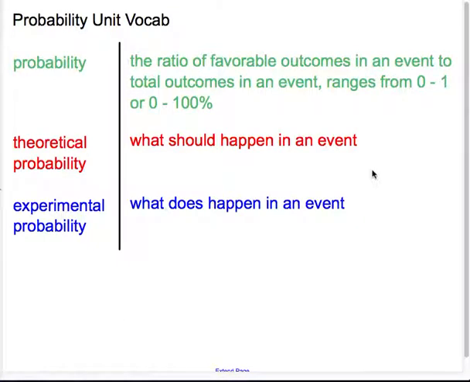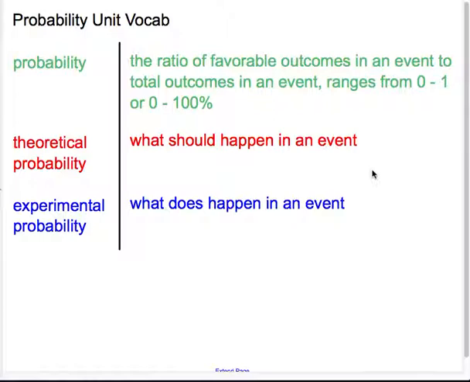All right, so now we're starting our probability unit. So first we're going to take a look at defining a few terms. Probability is the ratio, remember ratio is a comparison of two numbers, of favorable outcomes in an event to the total number of outcomes. So what I typically do when I set up probability is I give my answer as a fraction.